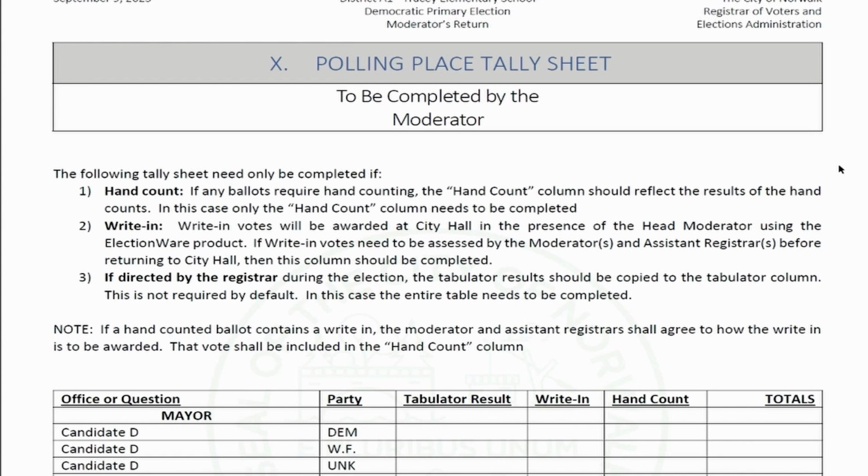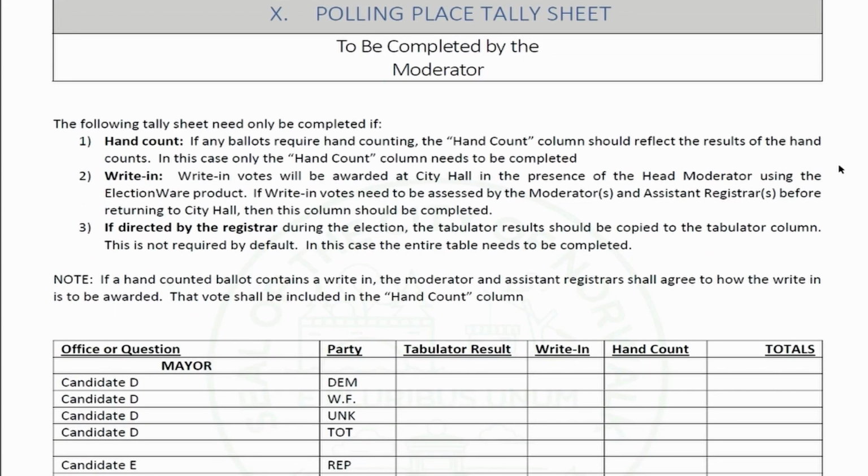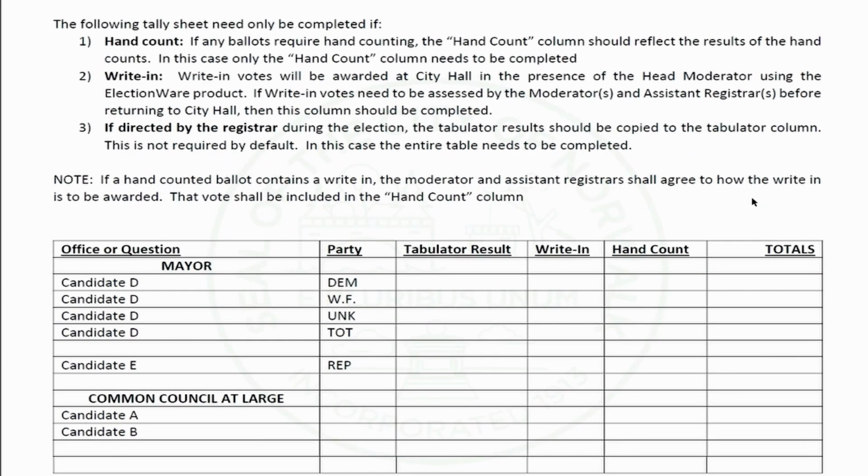In the event that some ballots need to be hand counted, the moderator must award all hand count votes and document them in this section. In practice, it is most likely that only the hand count column will be completed in this section, if anything. If the write-in or hand count columns are completed by the moderator while at the polling location, the numbers in these sections need to be communicated to the head moderators at City Hall.